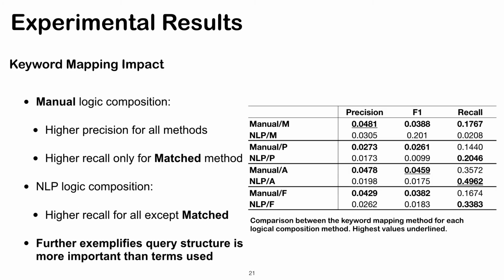Next, we take a look at the impact of keyword mapping. Here we're looking at the comparison between keyword mapping methods for each logical composition method. We see that for manual logic composition, there's a higher precision for all methods, and we get a higher recall for only the matched method. In terms of the NLP logic composition, we can see that we get a higher recall for each keyword mapping method, except for manual. And these results further exemplify that the query structure is more important than the terms used.